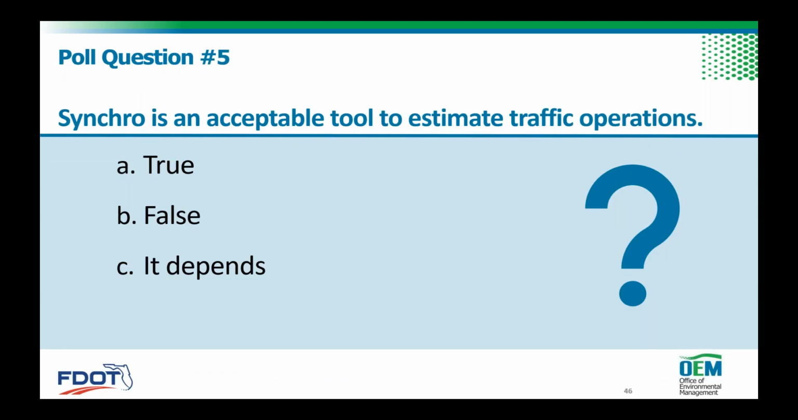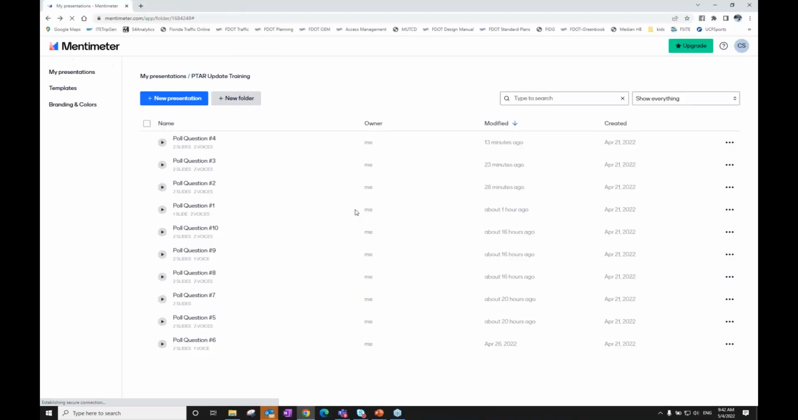Okay, so poll question number 5. Synchro is an acceptable tool to estimate traffic operations. Now, after that last slide, this might be easier to answer, but I think there could be a little trick thrown in there as well. So let's go to question number 5.